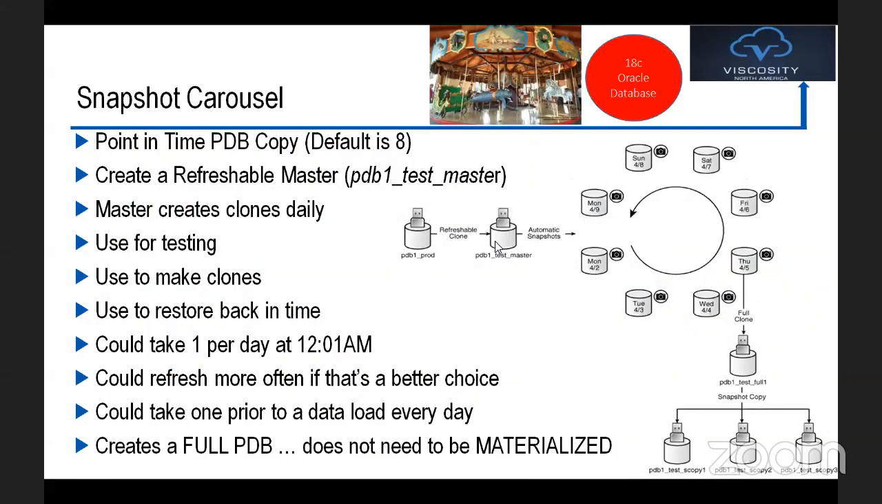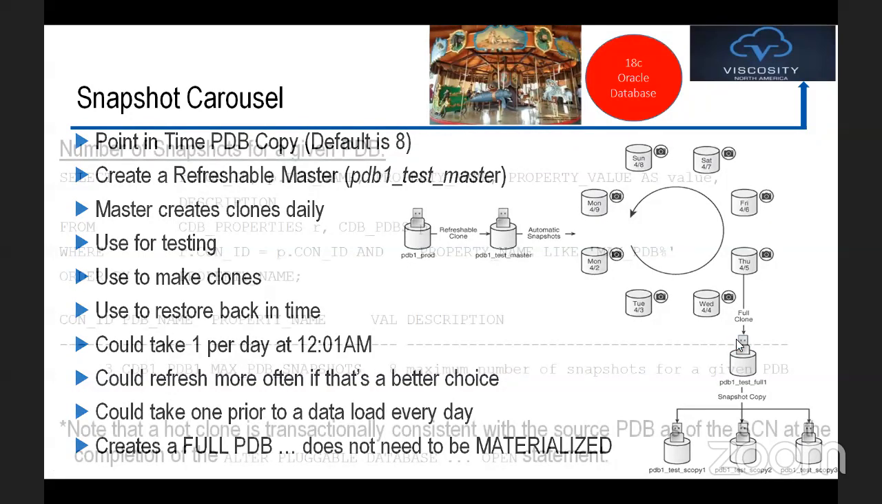A way to build a clone from one of my pluggable databases and let it automatically do a carousel of 8 snapshots of that clone. These are full clones, just to let you know, you don't have to materialize them. Full clones built, maybe they're for testing, maybe they're for backup, maybe they're to share with developers. And then I could build a snapshot copy from any of those full clones as well, if I'd like.